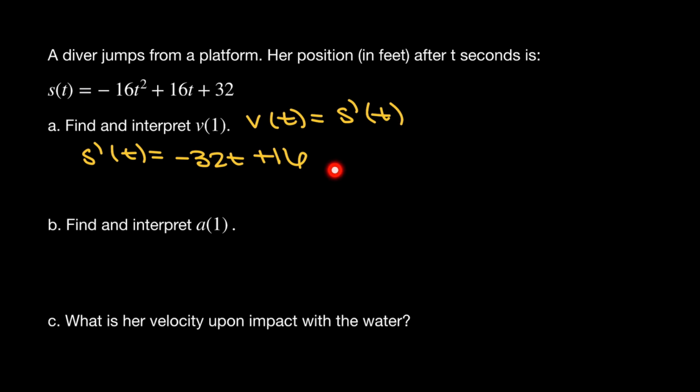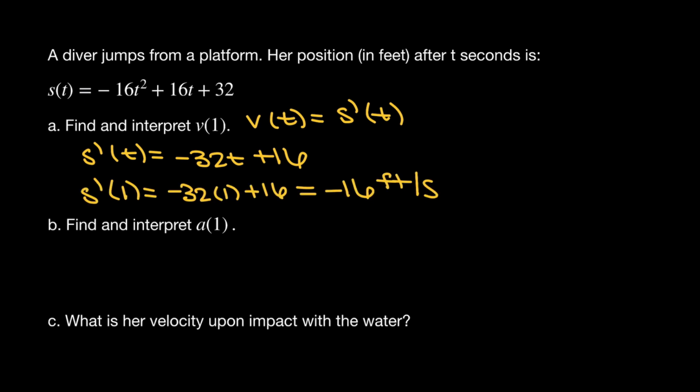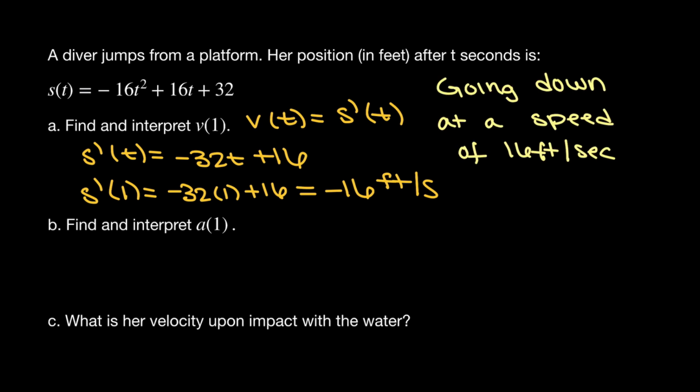So my s prime of t is a function that gives me the velocity of the diver as a function of time. To find the diver's velocity at t equal 1, I'll just plug 1 into that function. So negative 32 times 1 plus 16 is negative 16. Now, since her position is in feet and t is in seconds, this derivative, or this velocity, should be in feet per second. So her velocity is negative 16 feet per second.